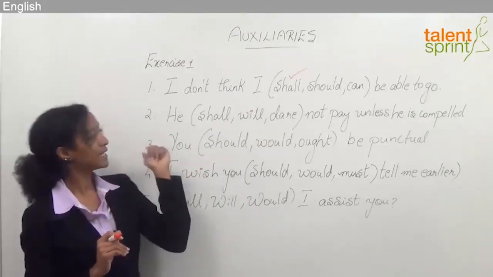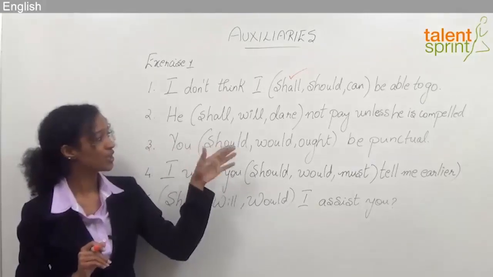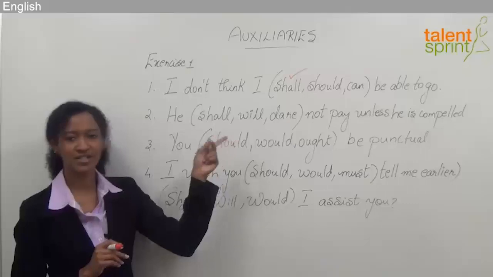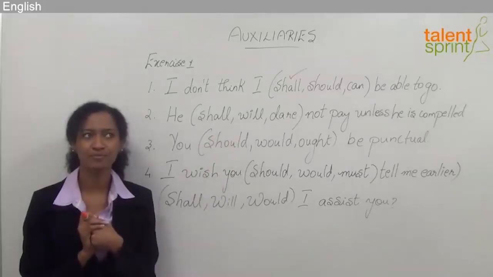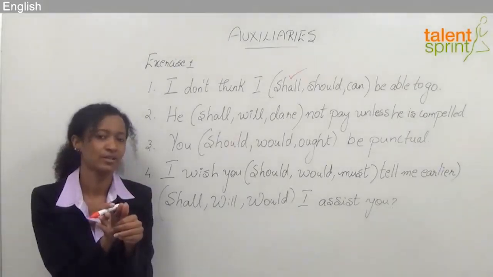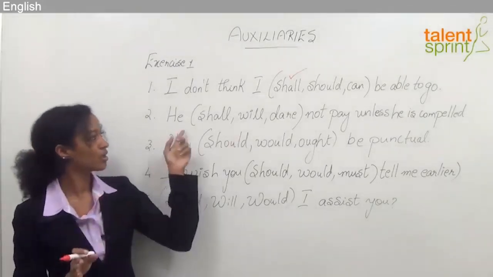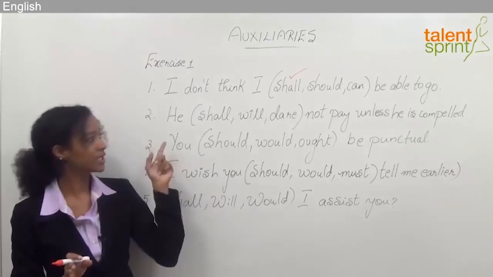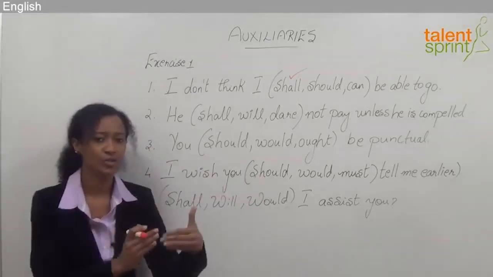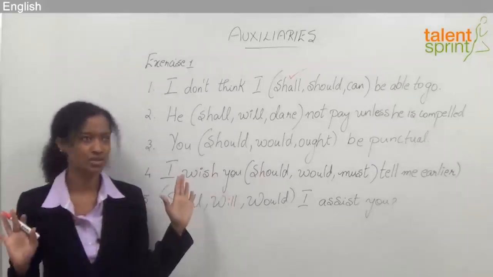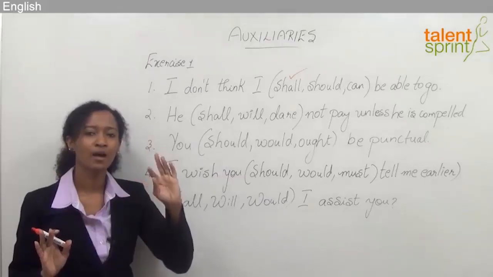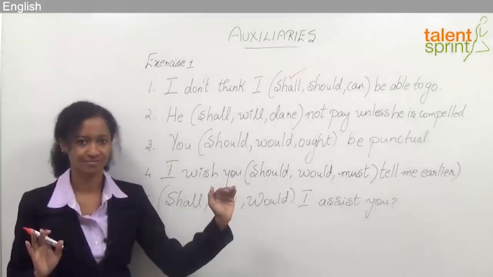Second one: he, options shall, will, dare not pay unless he is compelled. So this person in the sentence has already decided to follow a particular course of action, right? So what auxiliary will fit here? He, unless he is compelled. So which is that auxiliary, like an intention?